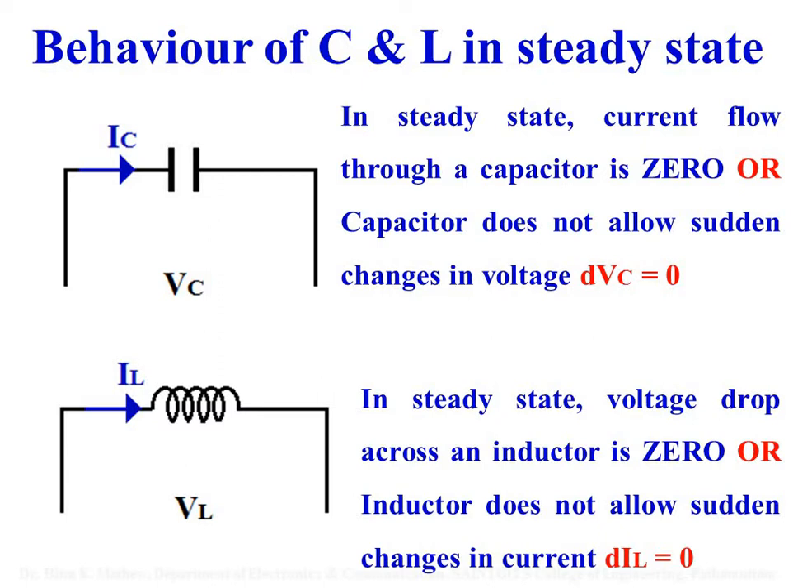Let us start with the behavior of capacitor and inductor in steady state. In steady state, current flow through a capacitor is equal to 0, or capacitor does not allow sudden changes in voltage. dVc is equal to 0. In the case of an inductor, voltage drop across an inductor is equal to 0 during steady state, or inductor does not allow sudden changes in current. dIL is equal to 0.